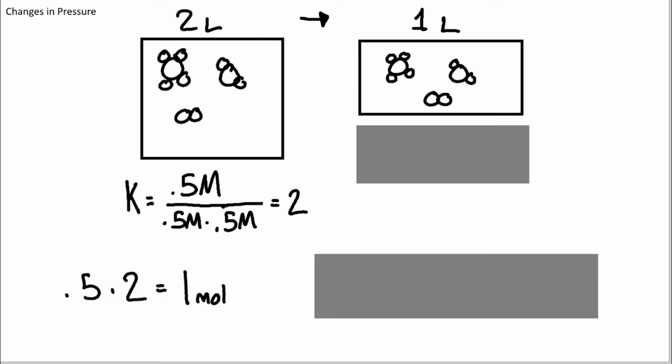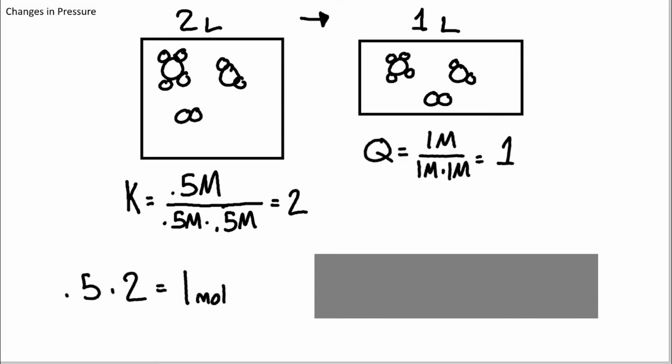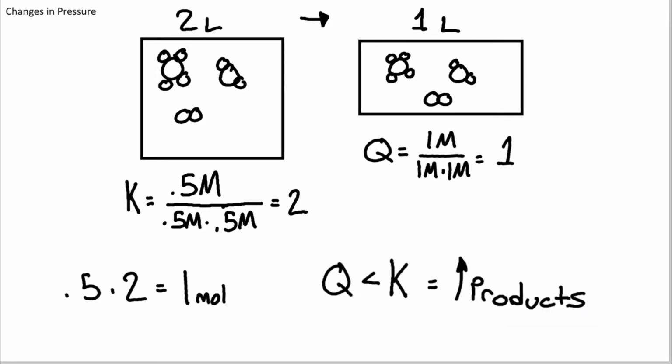So 0.5 times 2 is going to equal 1 mole of molecules. And 1 mole divided by 1 liter is going to equal 1 M. So now we're going to get a Q value of 1. And obviously 2 is greater than 1, which means K is greater than Q, or Q is less than K. And therefore, we're going to generate more products in order to balance the Q out with the K and allow for the reaction to return to equilibrium.